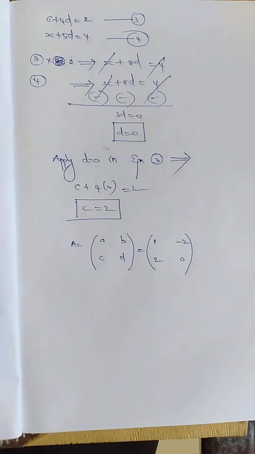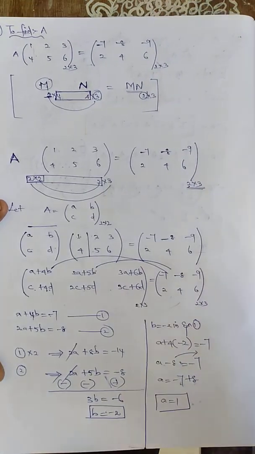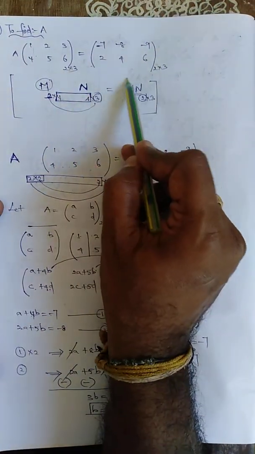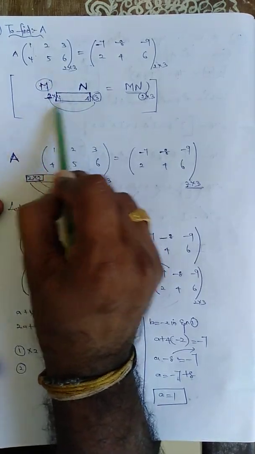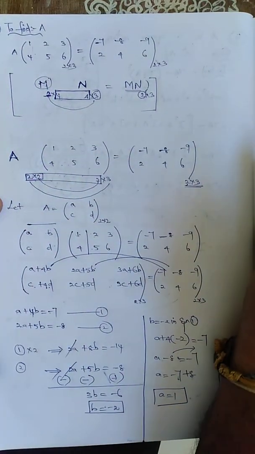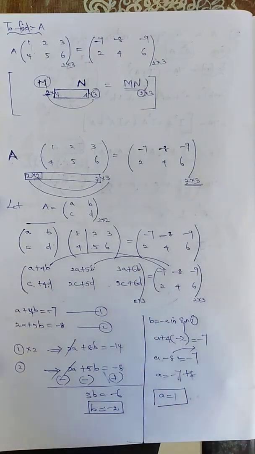Sometimes the question will be changed. During that time you need to arrange the matrix A as we did in this example. Arrange what the resultant matrix is, what the known matrix is, and what the order of the unknown matrix should be. Sometimes we can get 3 cross 3 also, no problem. If we get 3 cross 3, we need to solve and do the sum.